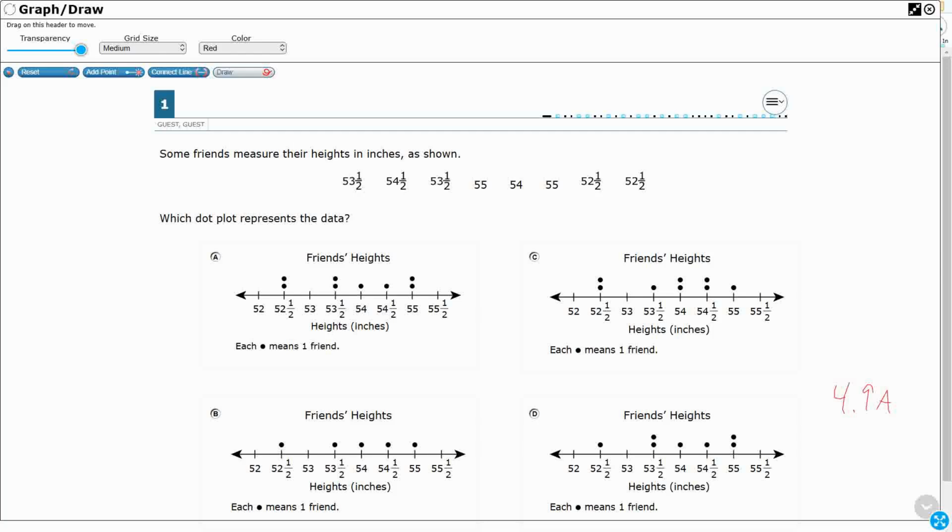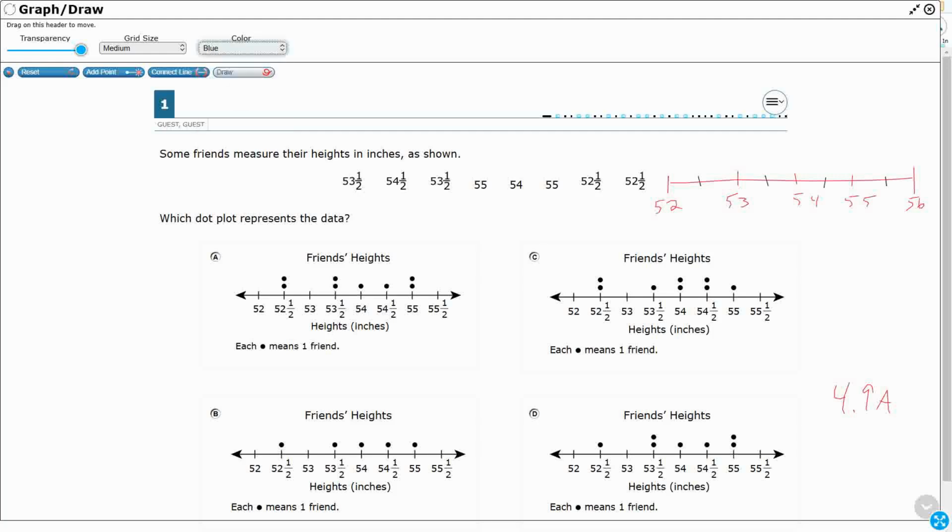Let's make our own dot plot here, and I'm just going to draw it over here to the side. I'm going to match what they have here, except I'm just going to draw the whole numbers. So 52, 53, 54, 55. Let's put 56. I'll use a different color. Let's get these little hash marks in between. So that's 52 and a half, 53 and a half, 54 and a half, 55 and a half.